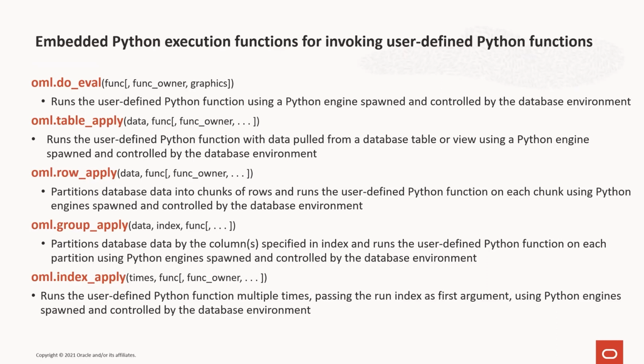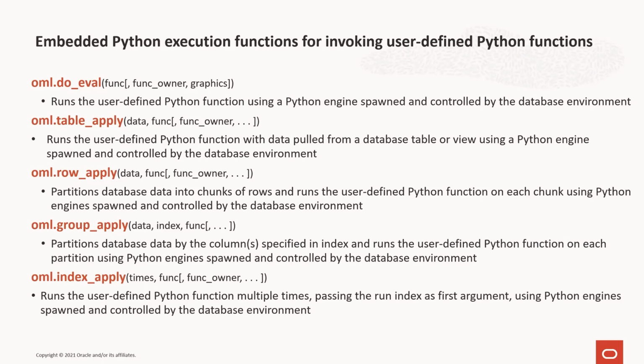Here is the list of embedded Python execution functions that you can use for invoking your user-defined Python functions. DoEval is the simplest and runs your function in a single Python engine and returns the result. TableApply also runs your function in a single Python engine, but passes in the data referenced by your proxy object as a pandas data frame in the first argument of your function. RowApply enables data parallelism. It partitions data into chunks of rows and runs your user-defined Python function on each chunk, using one or more Python engines spawned and controlled by the database environment.